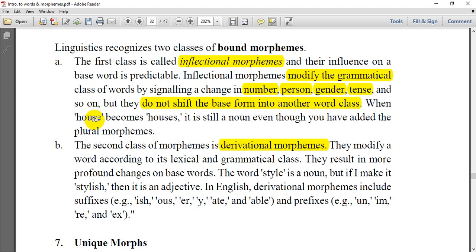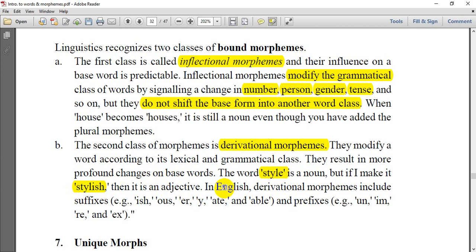Now the derivational morpheme. The second class of morphemes is the derivational morpheme. Derivational morphemes modify a word according to its lexical and grammatical class. They result in more profound changes on base words. Here is an example. The word style is a noun, but if I make it stylish, it's an adjective.